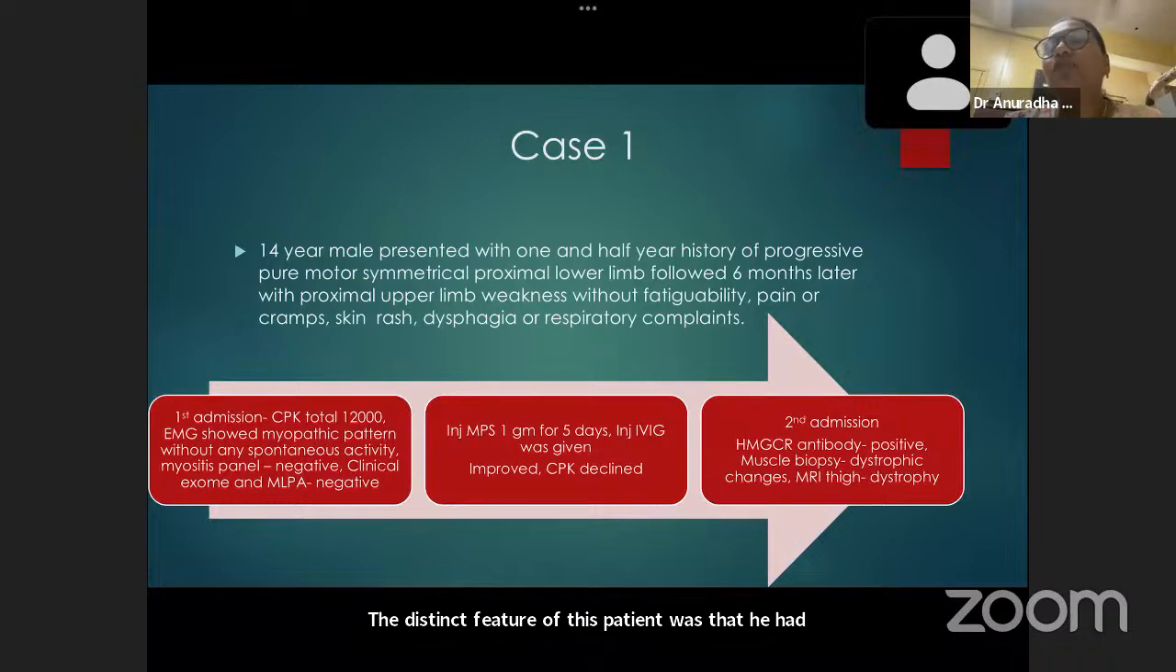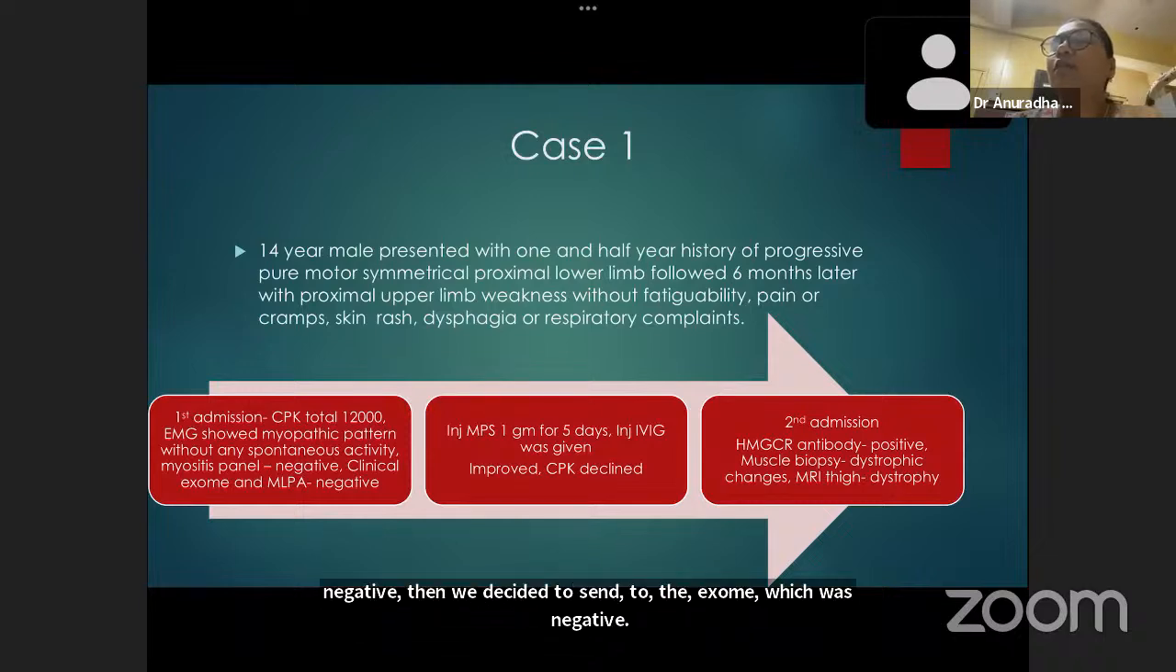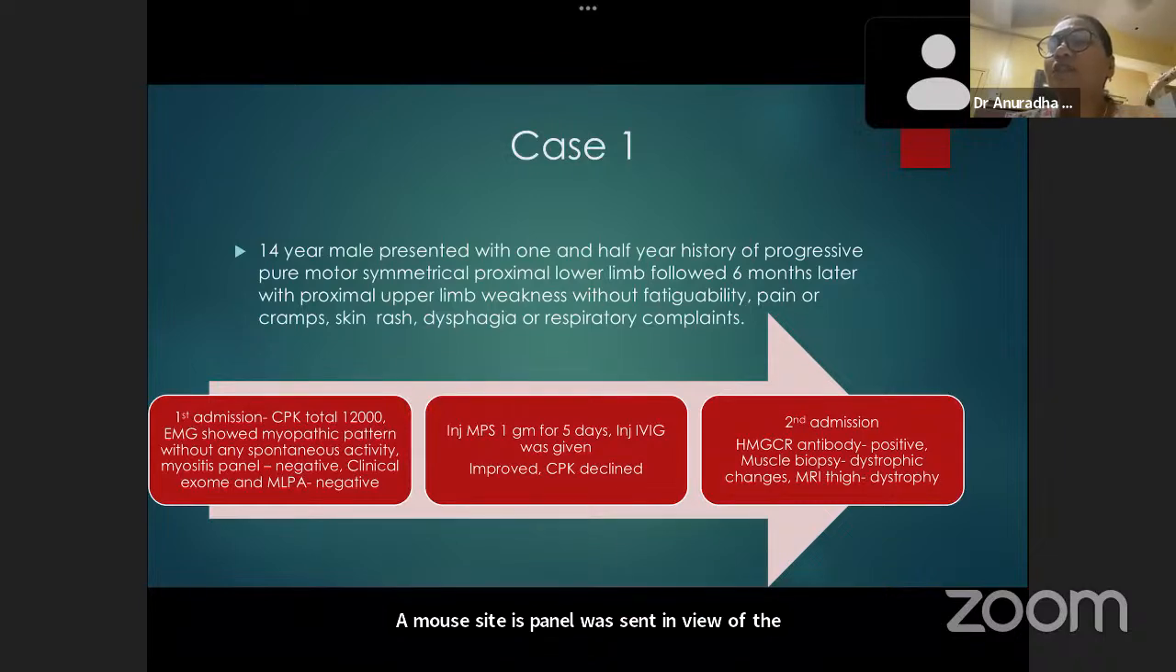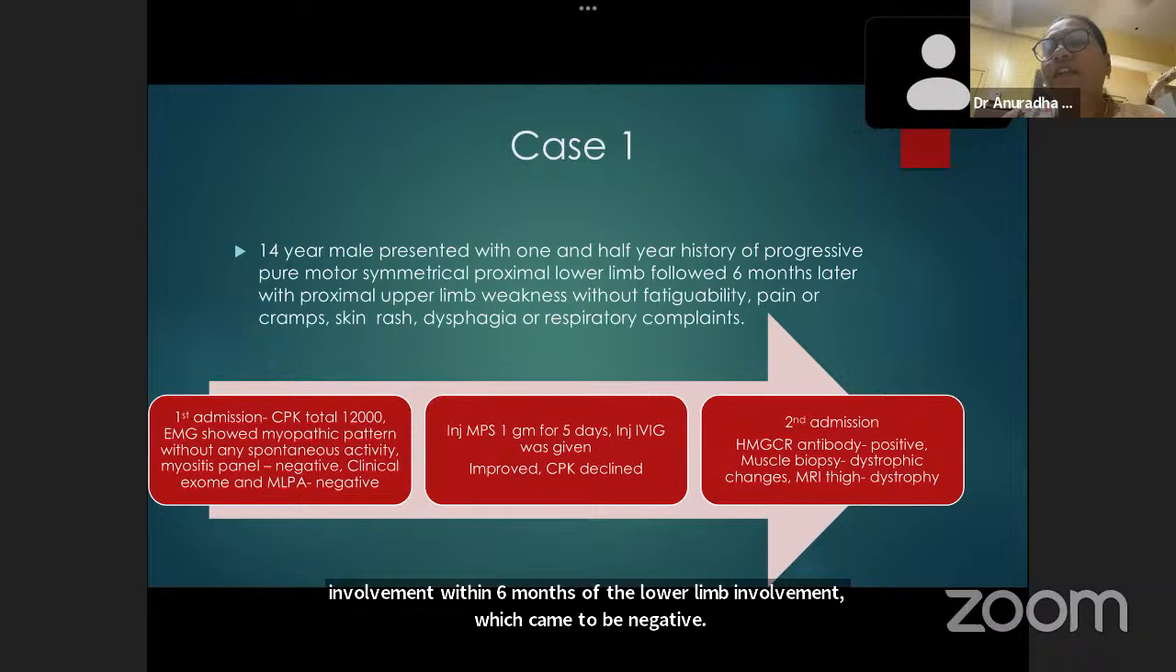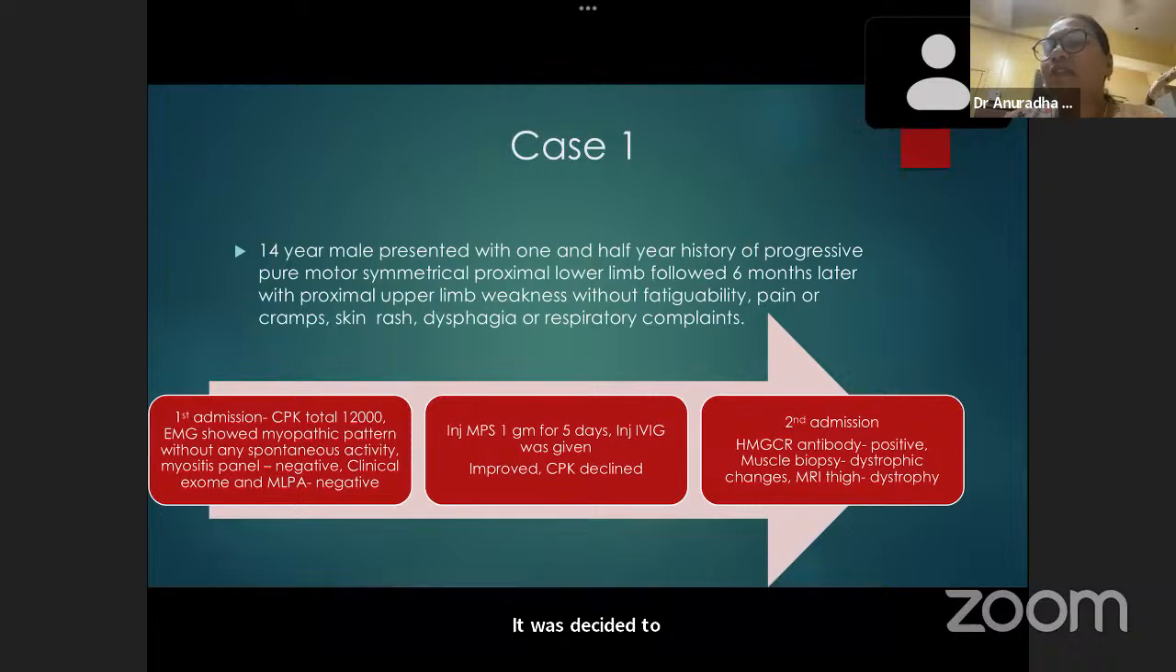So, thinking in terms of DMD, BMD phenotype, his MLPA was sent and came negative. Then clinical exome was sent, which was negative. A myositis panel was sent in view of the upper limb involvement within 6 months of the lower limb involvement, which was negative. It was decided to treat him with injection MPS for 5 days, then injection IVIG for 5 days, and he improved with the CPK also declining.